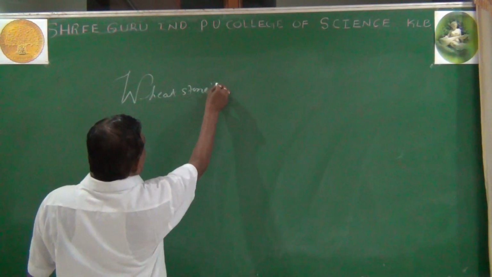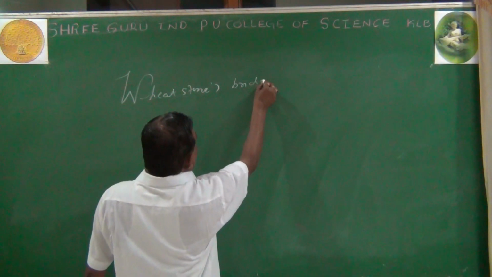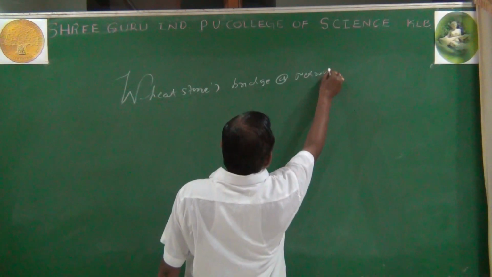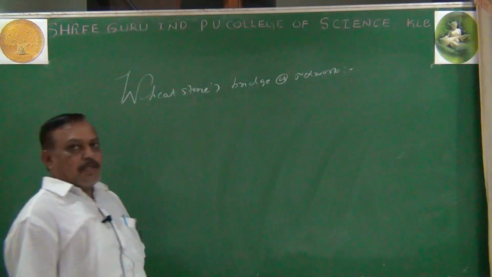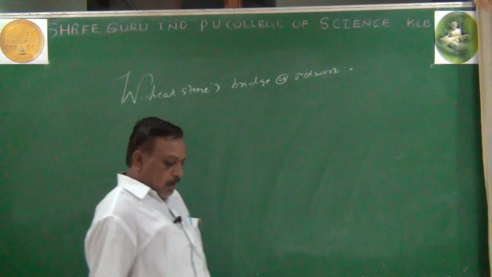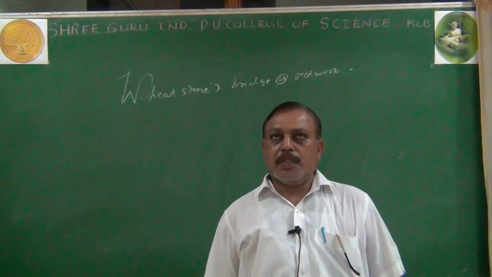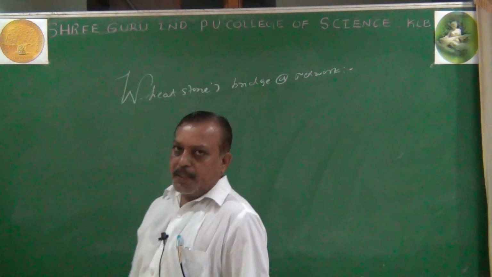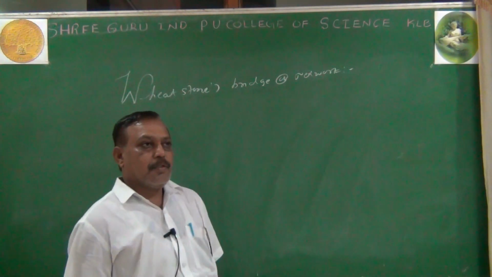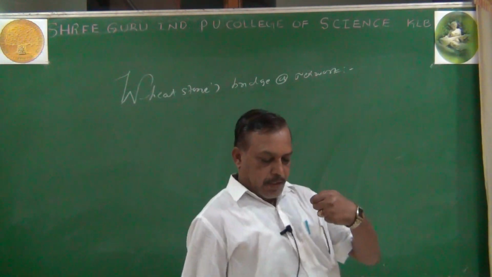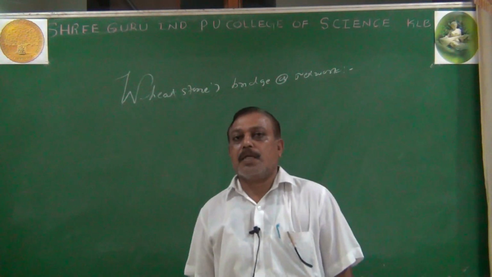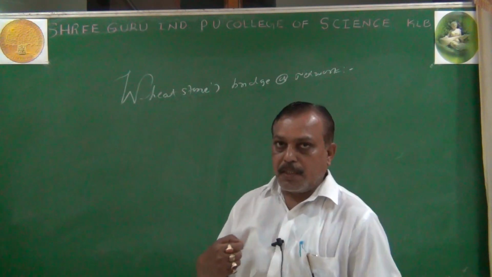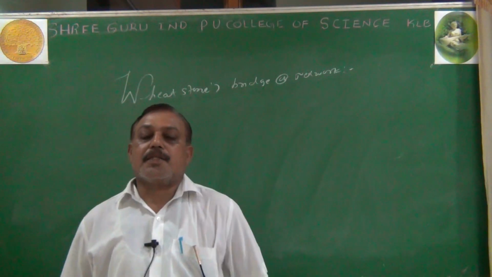Wheatstone bridge or network. Charles Wheatstone, in 1843, designed a simple circuit, and that simple circuit is called the bridge, for the accurate calculation of resistance or the comparison of resistance.